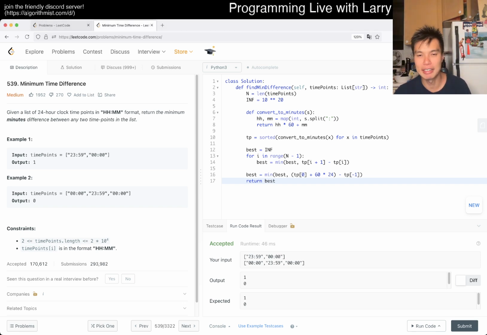This is n log n clearly because of the sorting. Everything else is pretty constant. I mean, this is linear, I guess, but constant per operation per item. So yeah, n log n time, O of n space.